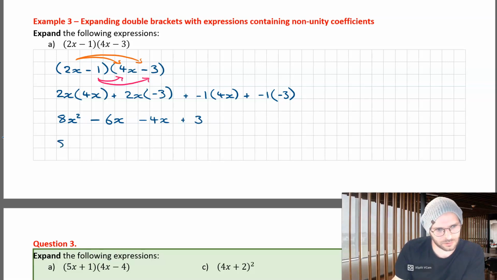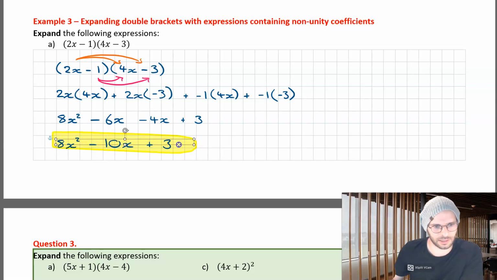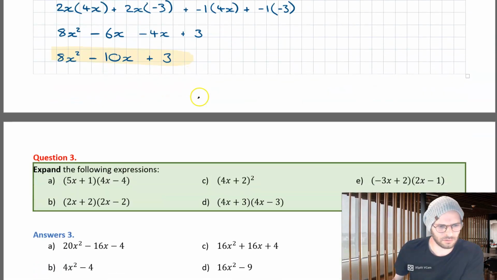Collecting like terms, there's one x squared variable. Minus 6 minus 4, that's minus 10. Because they're both negative and you're adding them, they actually get bigger, so minus 10x plus 3. Thus completing our third example here. So that's how we deal with expressions containing non-unity coefficients. Alright, final example.